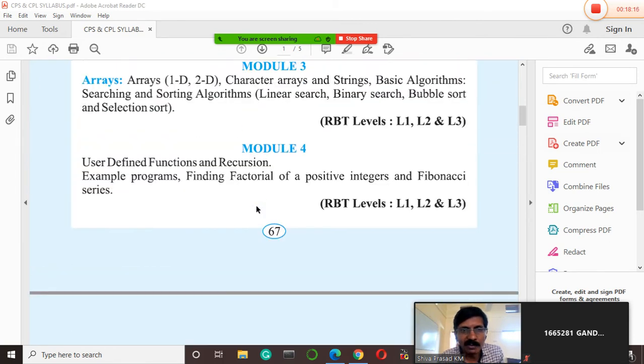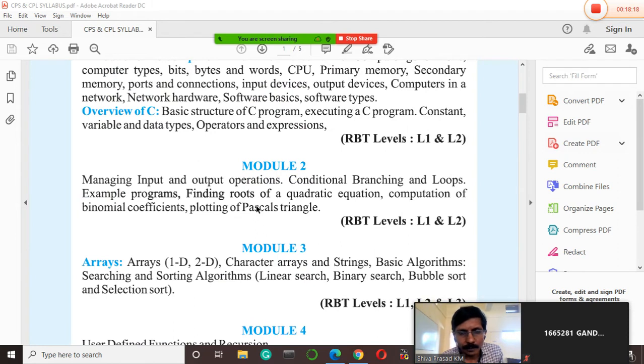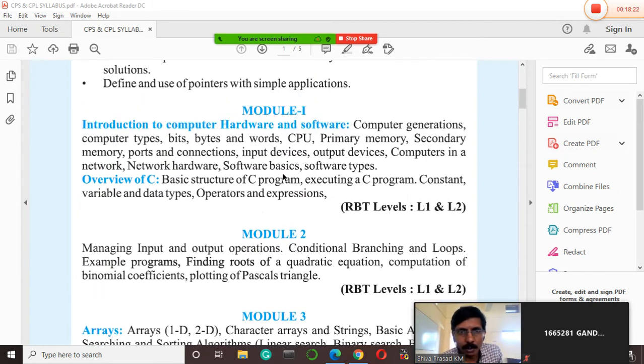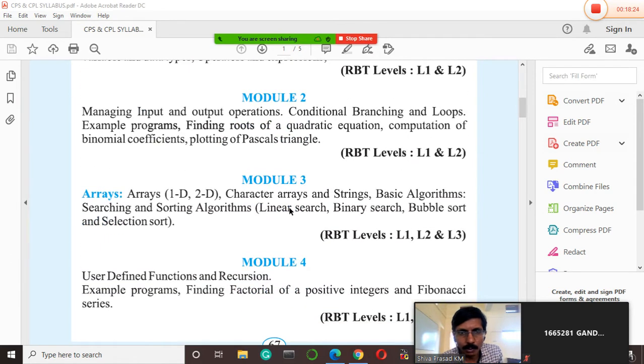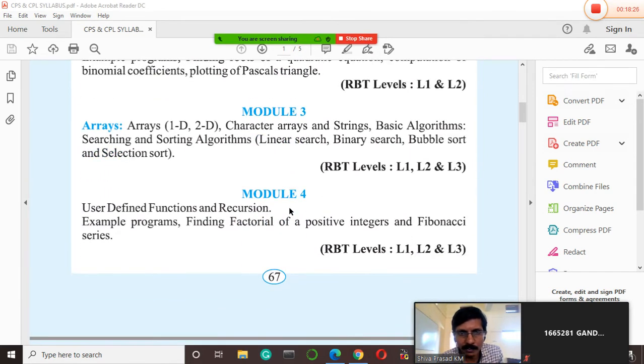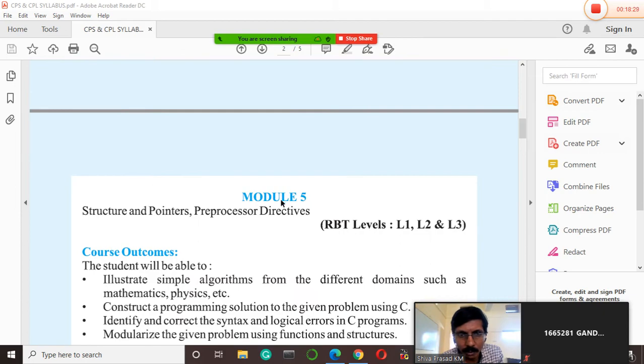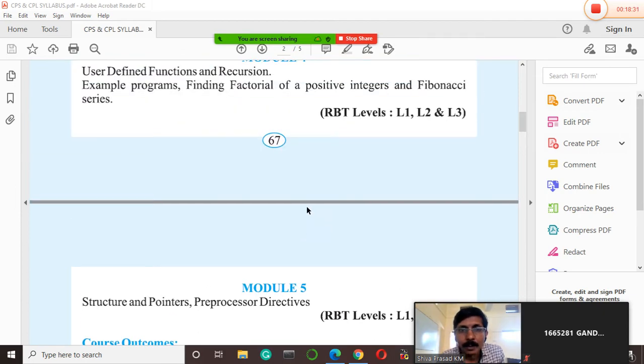And all these 5 modules have the same weightage of 20 marks. 20 marks for module 1, 20 marks for module 2, 20 marks for module 3, 20 marks for module 4, similarly 20 marks for module 5.